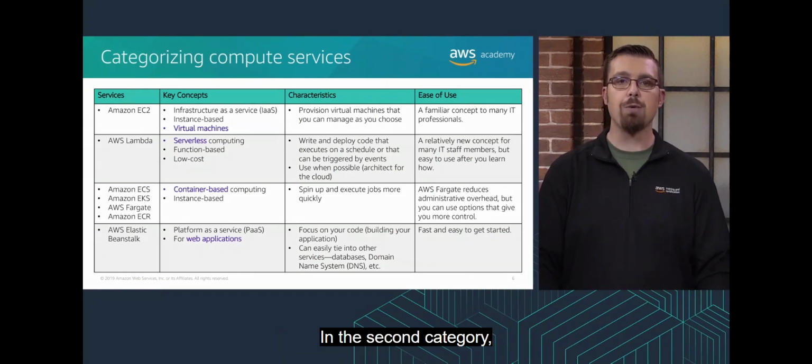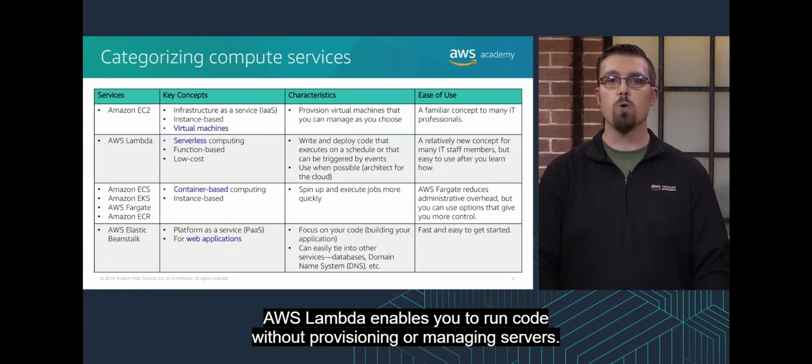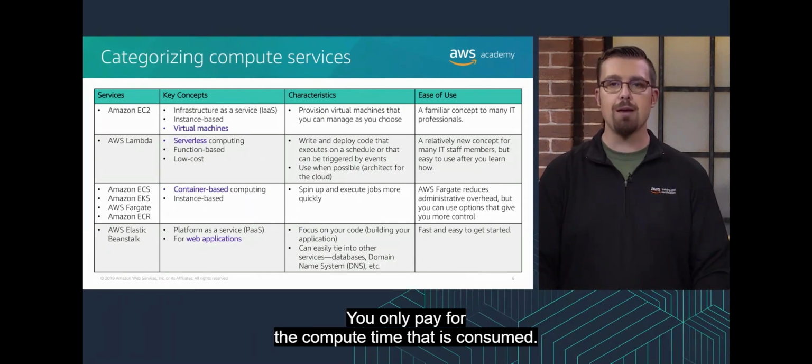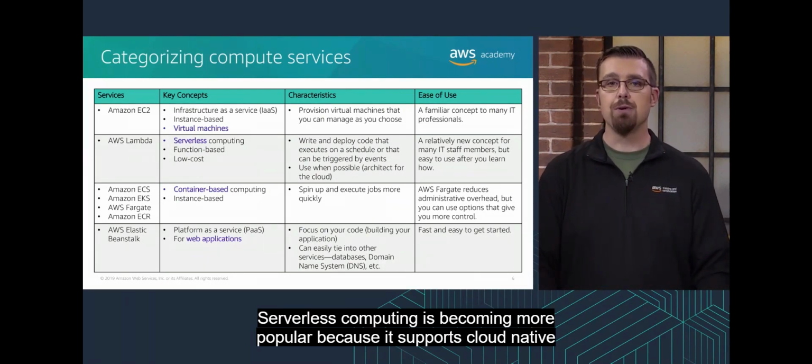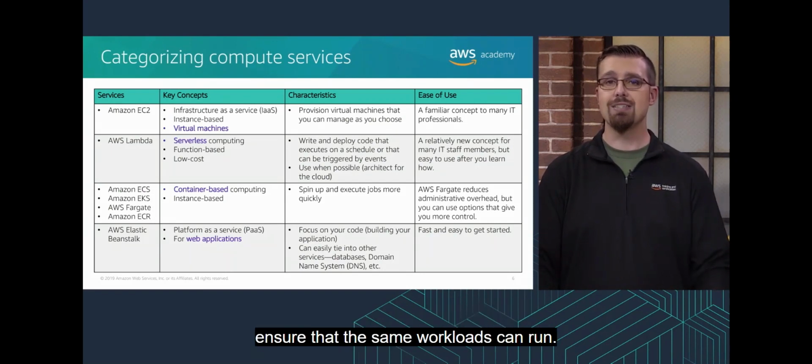In the second category, we have AWS Lambda, which is a zero administration compute platform. AWS Lambda enables you to run code without provisioning or managing servers. You only pay for the compute time that is consumed. Serverless computing is becoming more popular because it supports cloud-native architectures, which enable massive scalability at lower cost than running servers 24/7 to ensure that the same workloads can run.